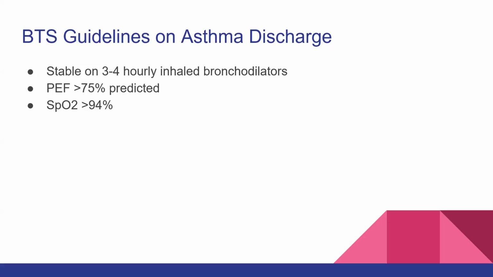So someone comes in and they have an exacerbation of asthma. They spend their time in the PAU doing all their burst therapies, taking their inhalers, getting regular chest reviews. And then you can think about discharge when they're stable on 3 to 4 hourly inhaled bronchodilators, their peak flows are back to normal, kind of enough, and they're maintaining their oxygen saturations. But when you're discharging someone from hospital or from the acute unit, there's a lot you have to think about.